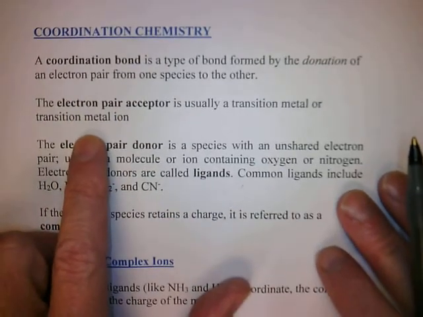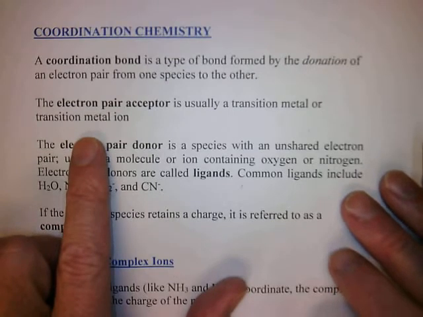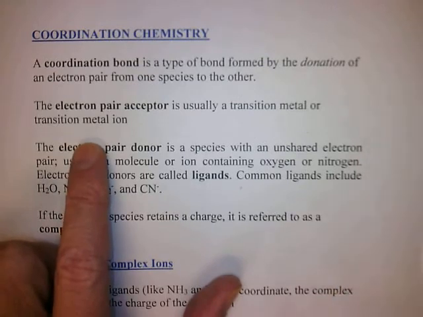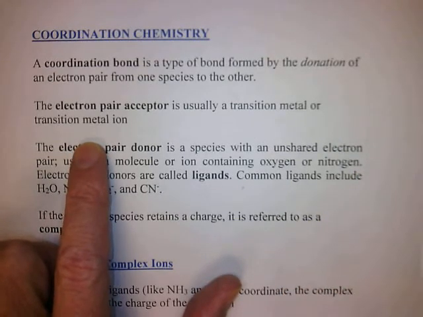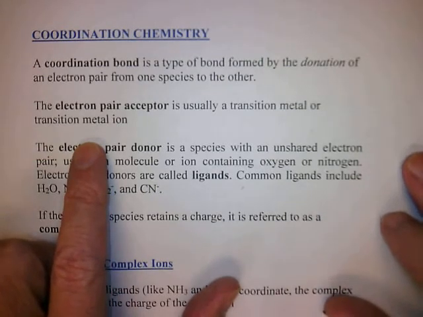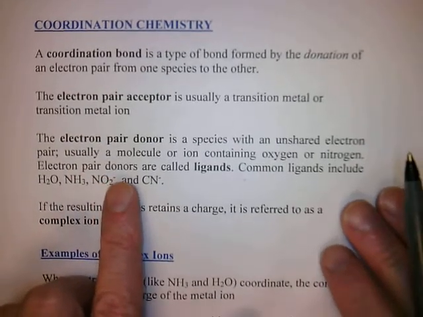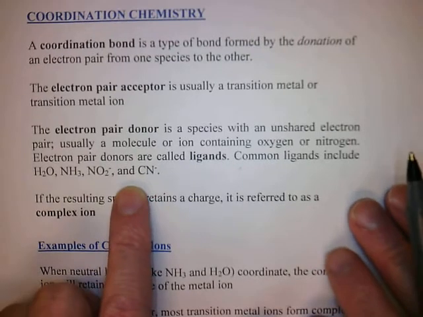Right, so the electron pair acceptor is usually a transition metal or a transition metal ion. All our examples will be transition metals, but other metals can act as electron pair acceptors as well. The electron pair donor is a species with an unshared electron pair.